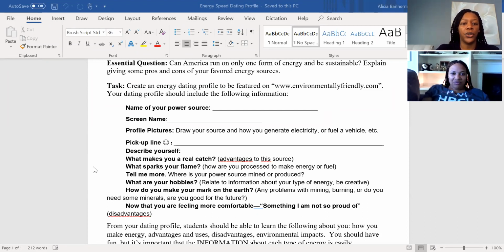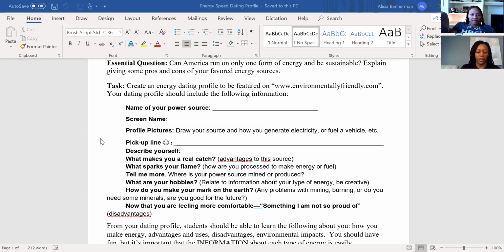Okay, so once you choose your screen name, then you are going to have a profile picture, because any of your social media profiles are always going to have a profile picture. So you are going to draw your source of energy and how it generates electricity or how it fuels a vehicle, etc. All of these different types of energy sources are going to provide us with some sort of energy, and so you're going to draw your source. You have to do a little bit of research here and figure out how your source actually creates energy. So from the wind blowing, how does the wind blowing end up creating energy that I can use when I go to my light switch and flip it and then the lights come on? How is that wind converted into energy? Once you find that out, you're going to draw that process and that's going to be your profile picture.